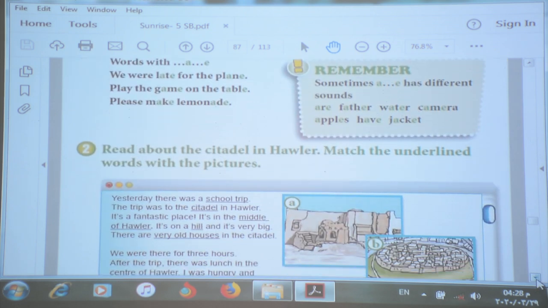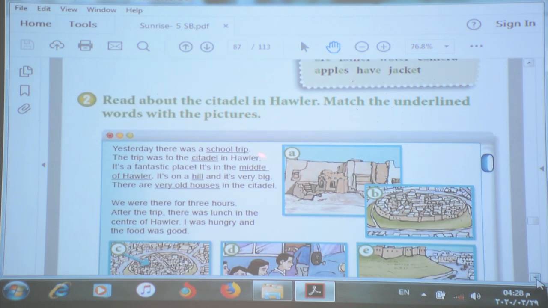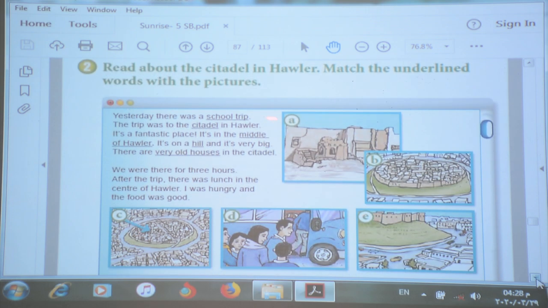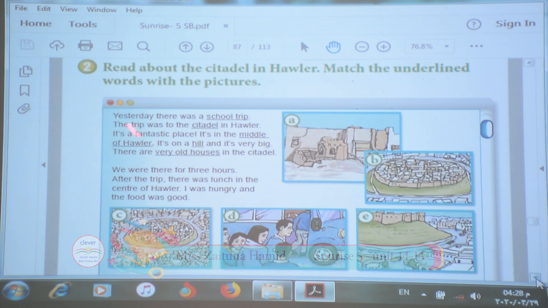Number two, it's about the citadel in Hue. This reading is about the citadel in Hue. Do you know our citadel in Hue? Yesterday, there was a school trip. The trip was to the citadel in Hue. It's a fantastic place. It's in the middle of Hue. And where's the citadel? It's on a hill.